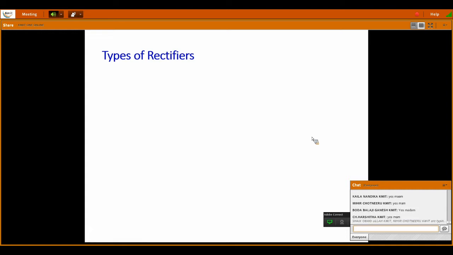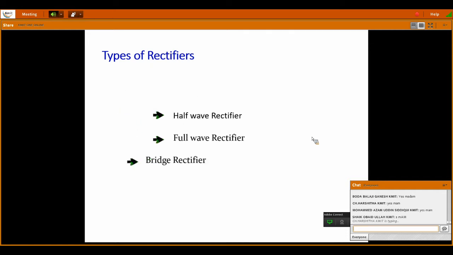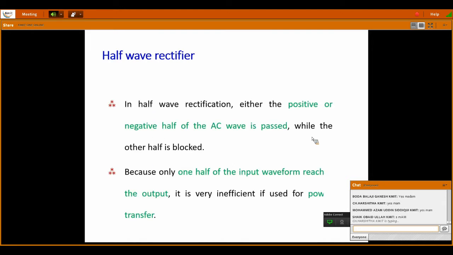Okay. So now we will see the types of rectifiers. Generally, the rectifiers are classified into three types: half wave rectifier, full wave rectifier, and then bridge rectifier. Now we will see one by one how each rectifier is operated. Now we will see the half wave rectifier. As the name implies, it will rectify only half of the input waveform. If the input is a sinusoidal waveform, only the positive half of the waveform is rectified.